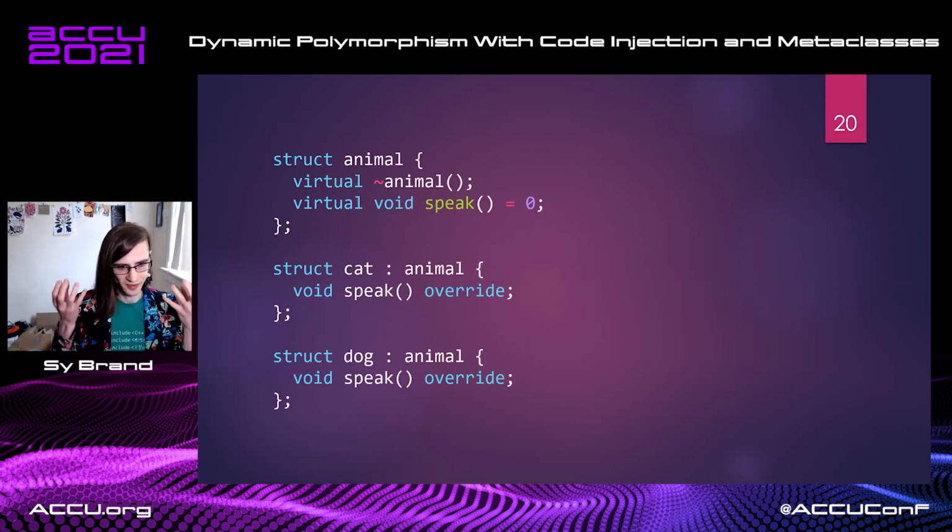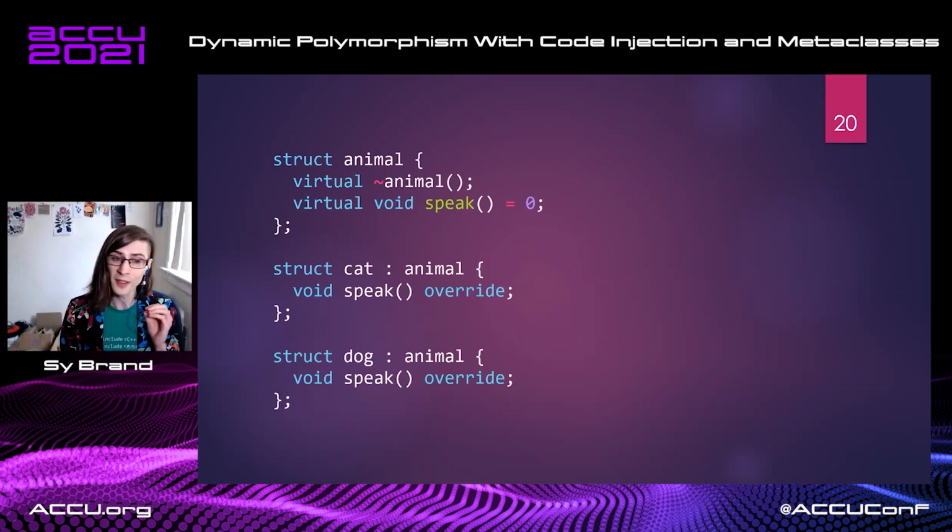This is my virtual version of some class hierarchy. Like I have an animal class, which has a virtual destructor, because if we have polymorphic objects, we usually want a virtual destructor, and a single virtual speak function. And then cat and dog inherit from animal, and they override this speak, and cat says meow and dog says woof, whatever.